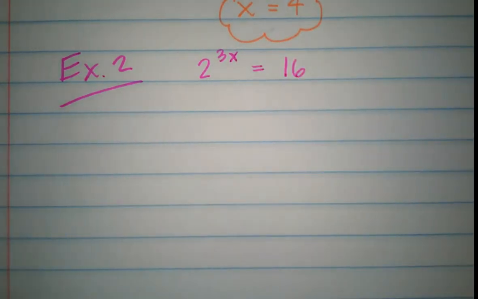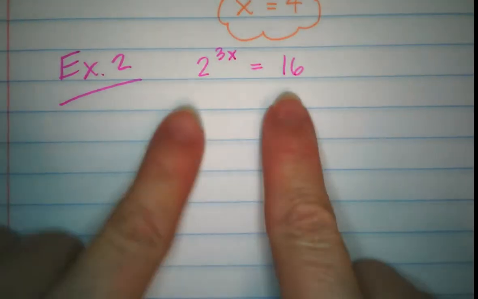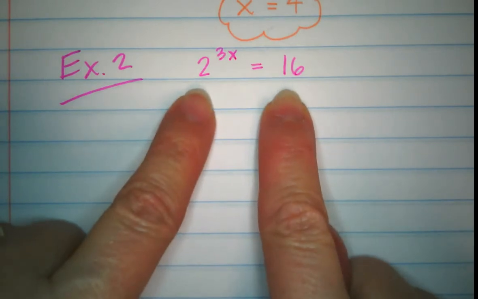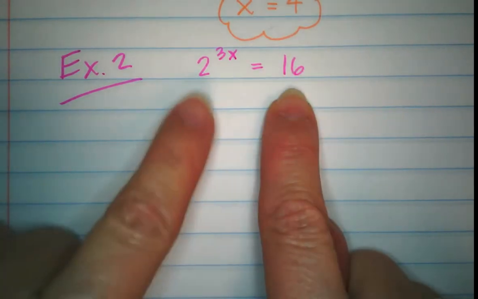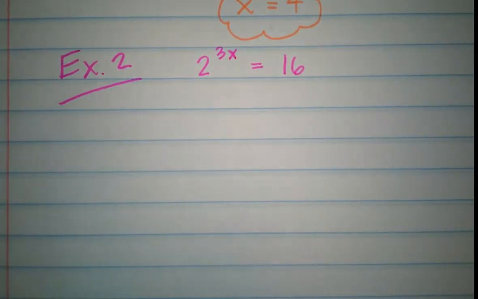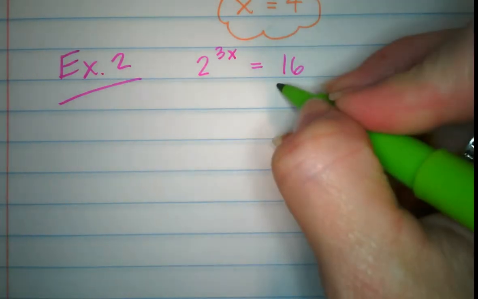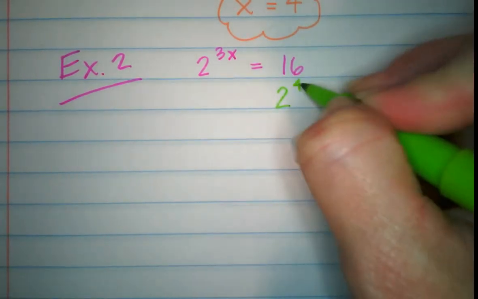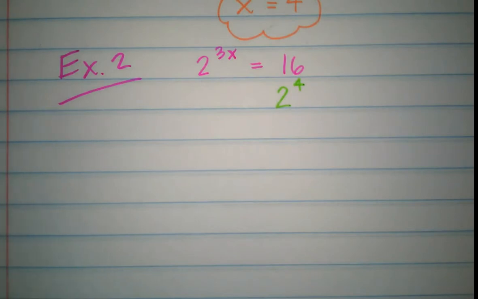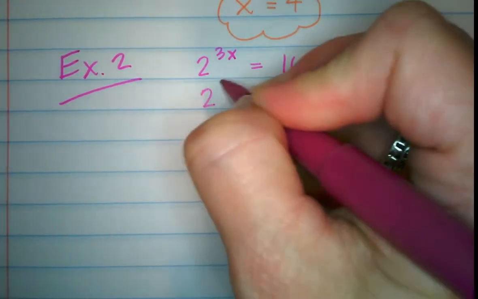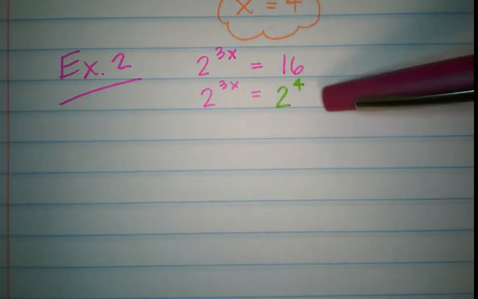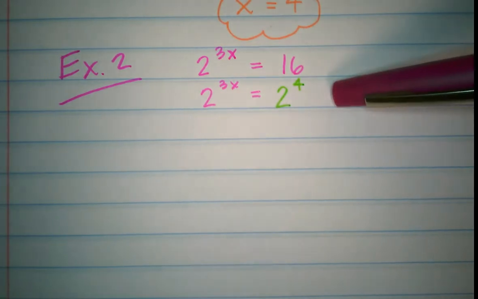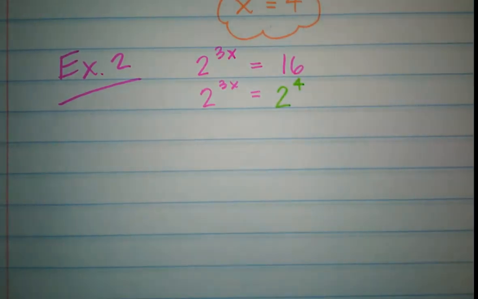All right, so starting off, I need to get the base number to be the same. So I'm going to look at the 16 and figure out how I can write the 16 as a 2. So think. I know that 16 is 2 to the 4th. And now that matches 2 to the 3x. So all I'm doing is just substituting the 2 to the 4th for the 16. The value is the same, so I'm not changing the equation at all. I'm just rewriting it a different way.